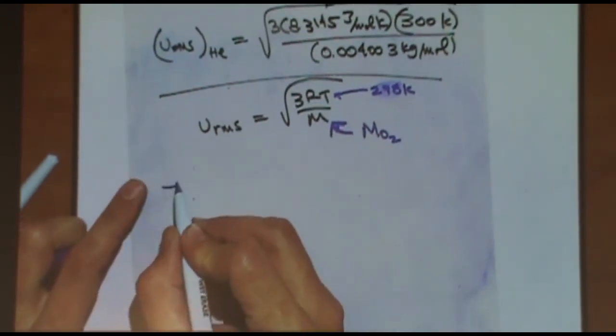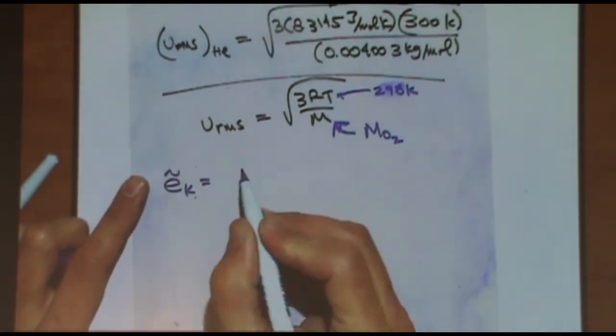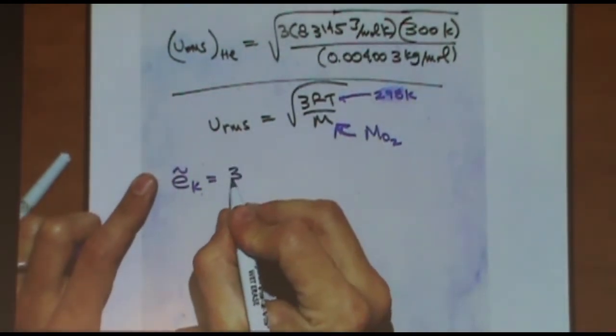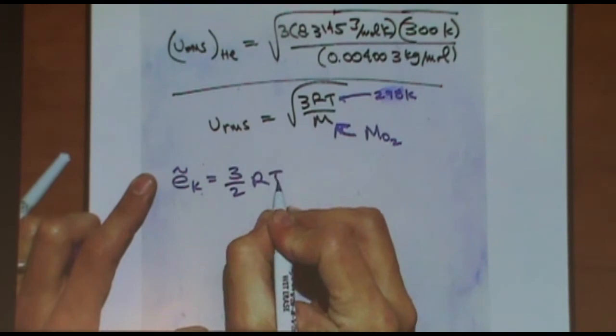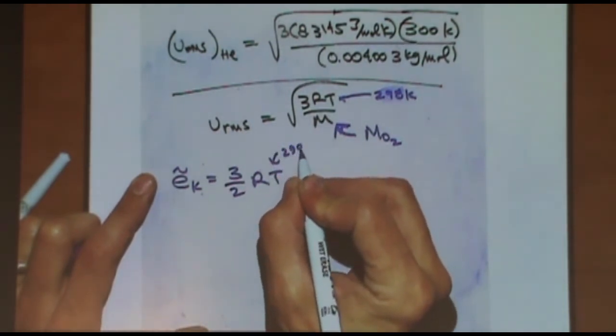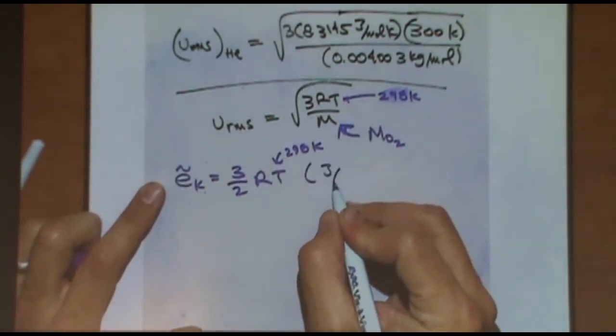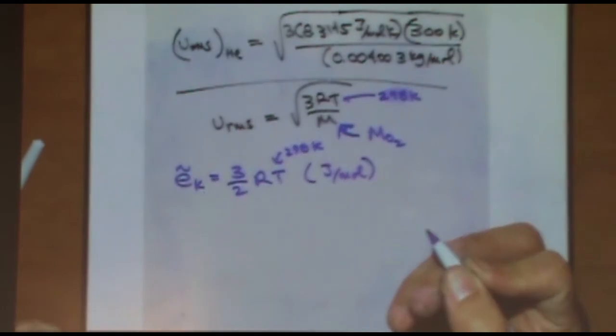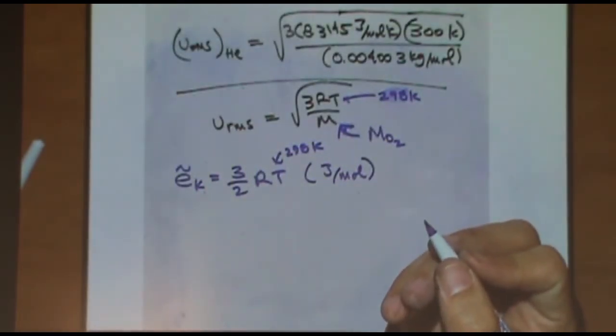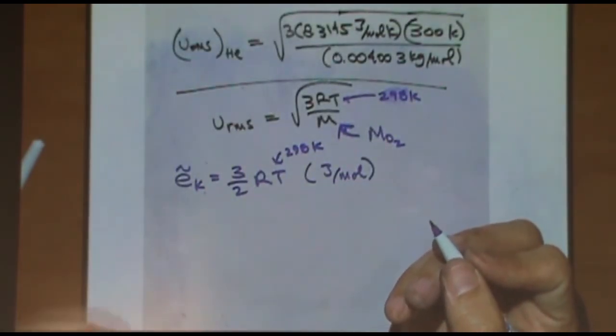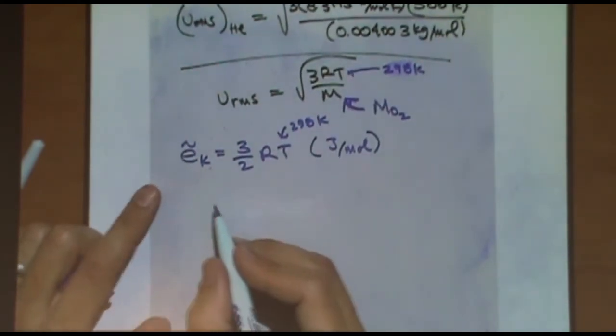Oh, wait a minute. Why don't you just do this? Now I'm rethinking it. 3 halves RT. Why don't you put 298 in there? This is even easier. Okay, you've got the kinetic energy, but this will be in joules per mole. You want it in joules per molecule. Okay? So then what do you have to do?